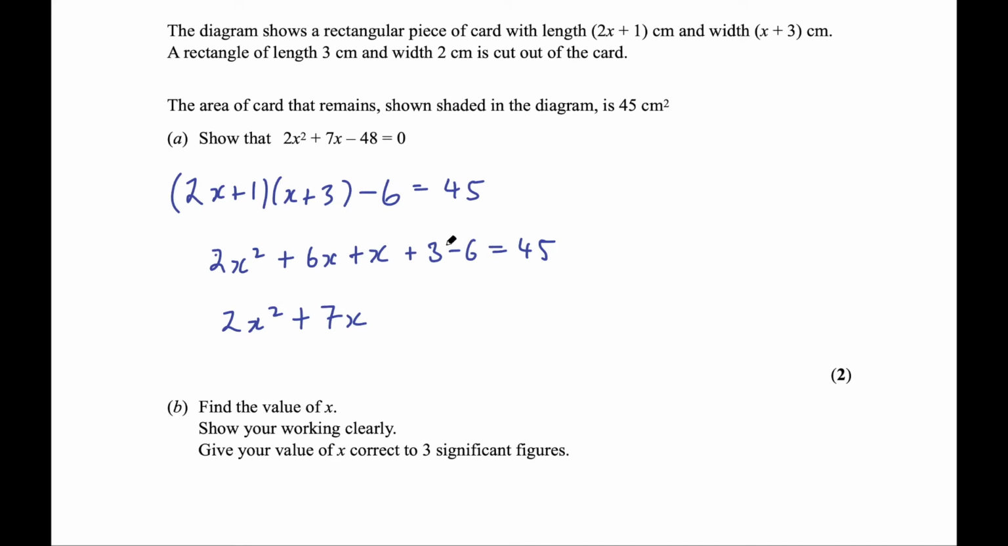So we'll have that negative 3, take 45, that's going to be negative 48. On the right, we are left with 0 because I've subtracted that 45 from the left-hand side. And now, you can see we've shown that 2x squared plus 7x take 48 equals 0. Okay, all good there for 2 marks.